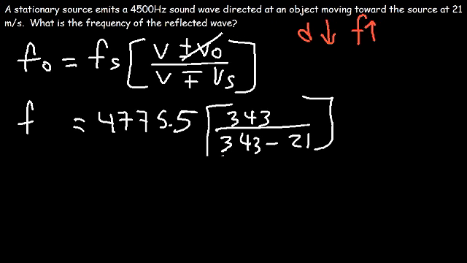So this new Fo will give us the frequency of the reflected wave detected by the source. 343 minus 21 is 322. So 343 divided by 322 is 1.0652, times 4775.5. So the frequency of the reflected wave detected by the original stationary source is now 5087 Hertz.